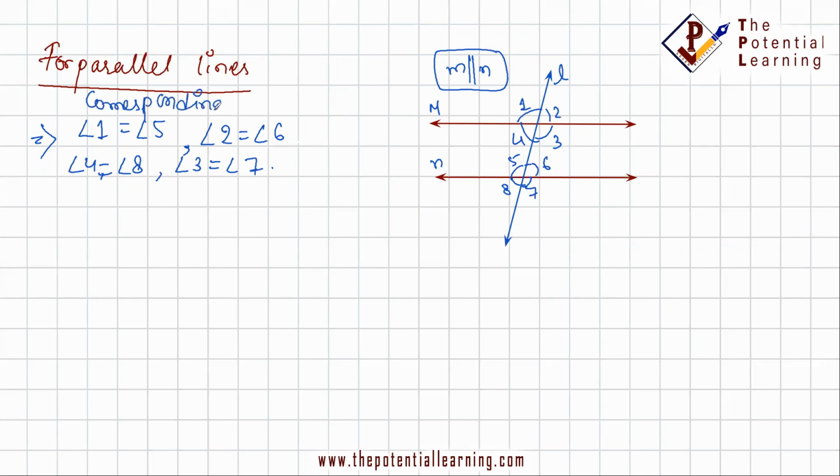Corresponding angles are equal. So this is a major point in case of parallel lines with a transversal. Okay, so this is about the parallel lines. Now coming to the axiom part.